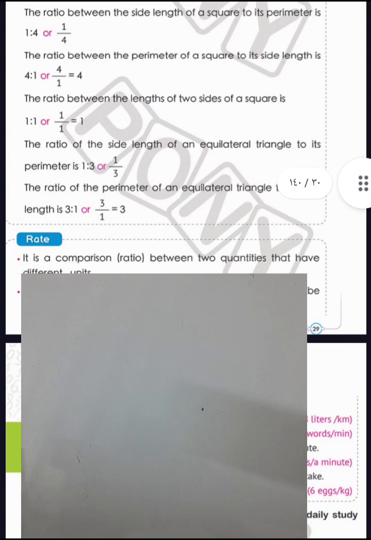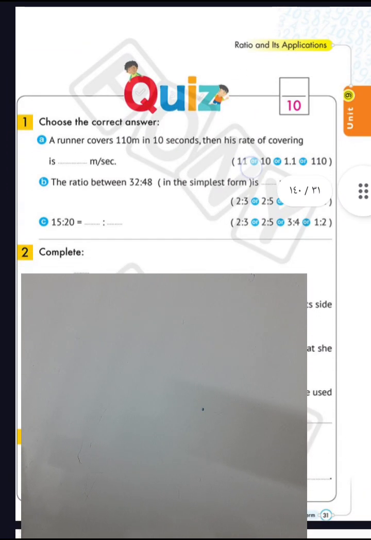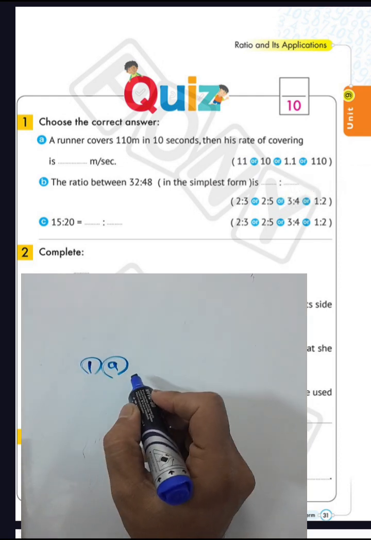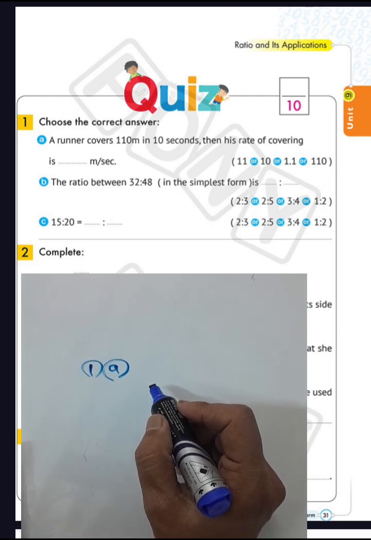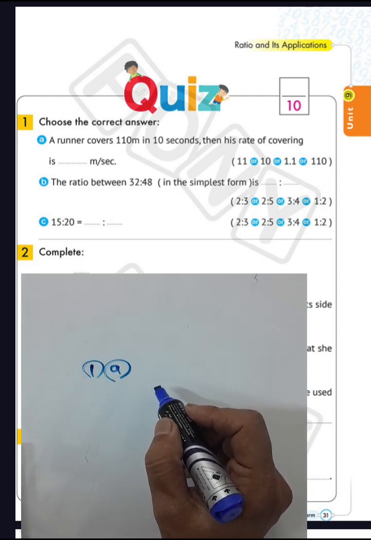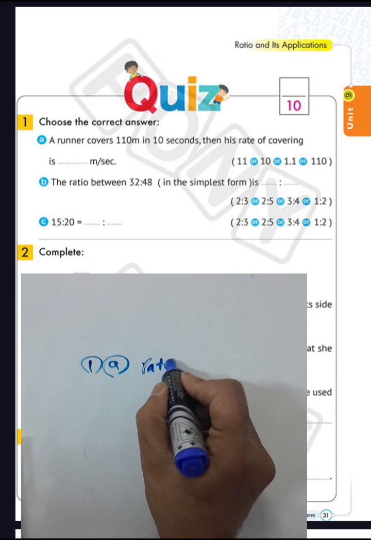Now we'll solve from the Bunny Book quiz here. Question number 1, letter A. A runner covers 110 meters in 10 seconds. Then the rate of covering equals how many meters per second? We can find the rate. The rate here is the division between 110 and 10.